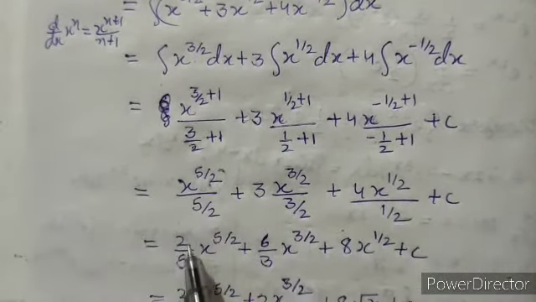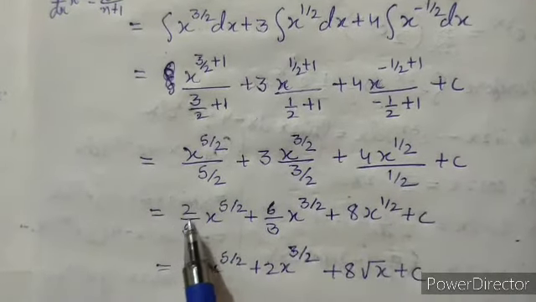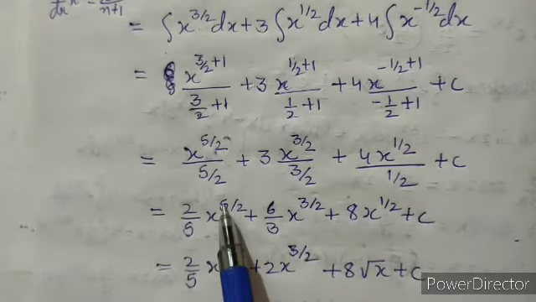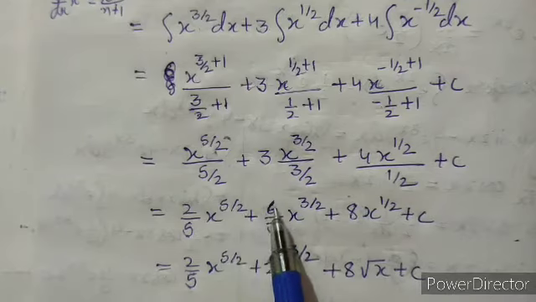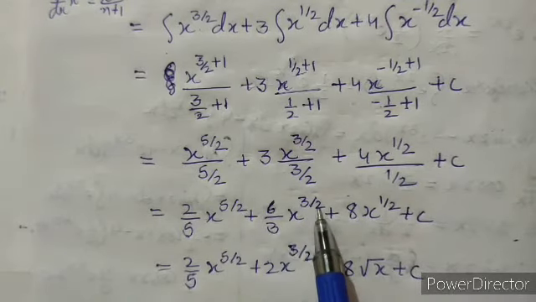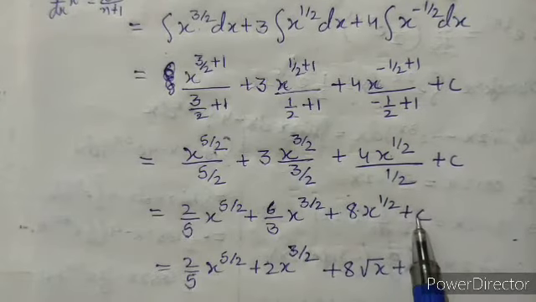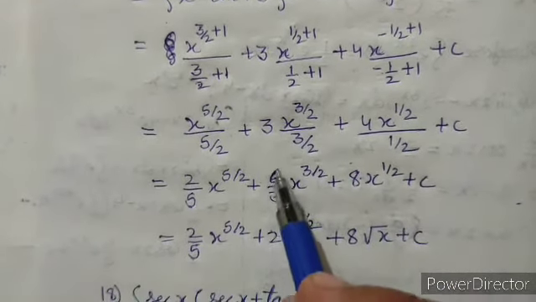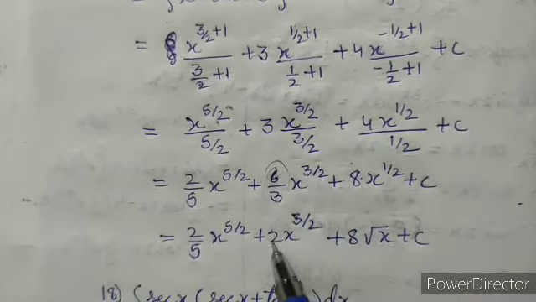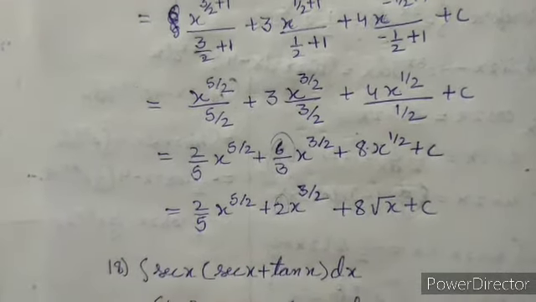Now this will give us the integral as 2 by 5 x raised to power 5 by 2 plus 6 by 3 x raised to power 3 by 2 plus 8 x raised to power 1 by 2 plus c. Now this 6 by 3 can be written as 2.